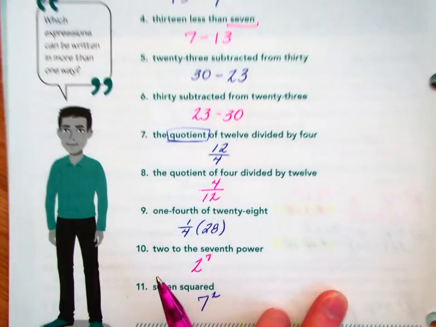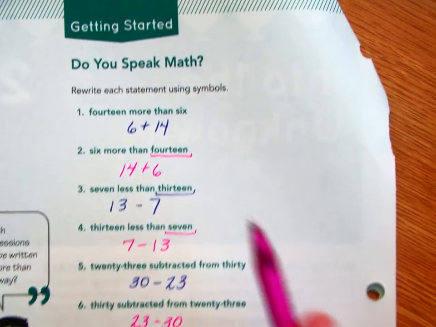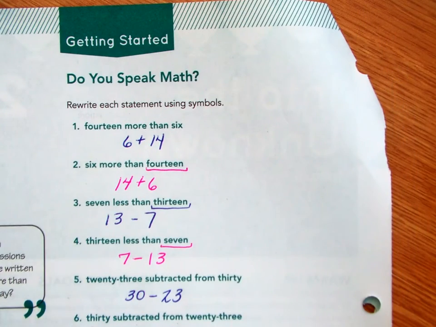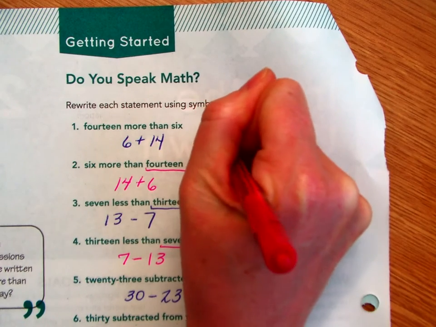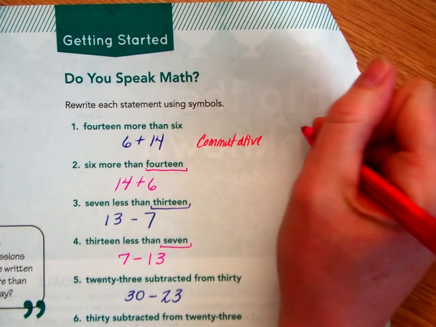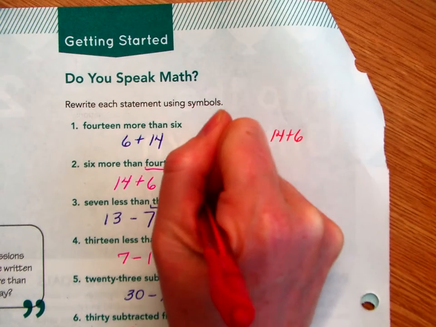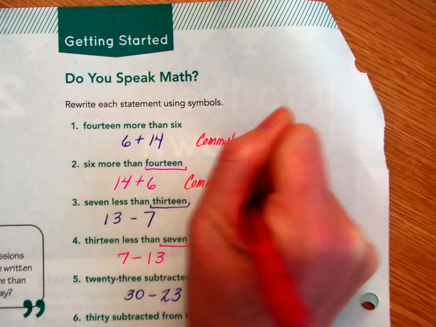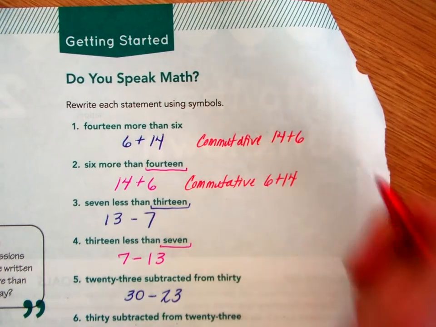Can we write these in more than one way? Absolutely. For example, on number 1 and 2, it would be very easy to use the commutative property and simply swap these out. You would simply go from 6 plus 14 to 14 plus 6. You could apply the same property here and go from 14 plus 6 to 6 plus 14.